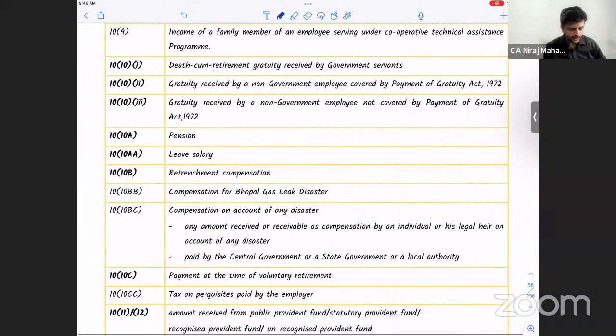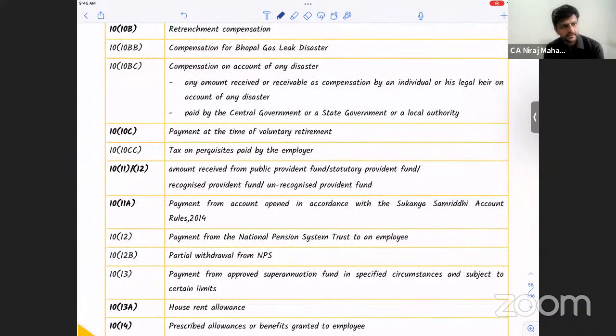Then 10.1, 10.2, 10.3 talks about gratuity. Okay, that is exempt. Then pension, leave salary, retrenchment compensation. These all will come in the chapter of salaries. 10.10 BB, check. Compensation for Bhopal gas leak disaster. You might have heard about that. Correct.